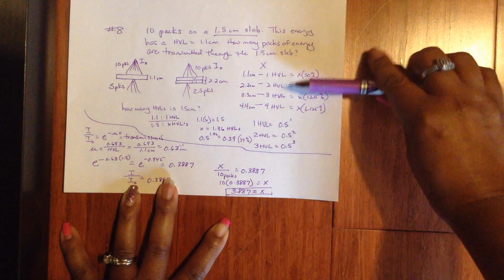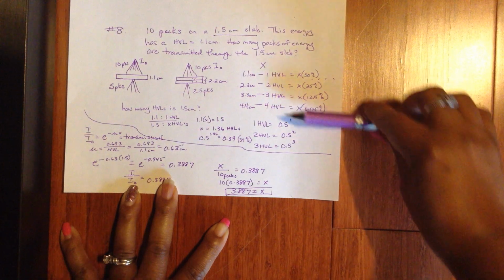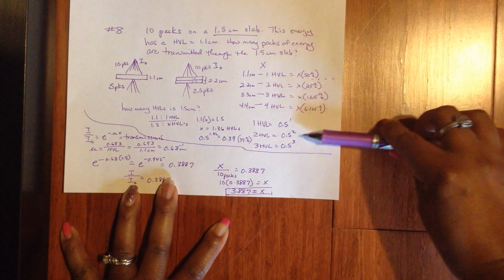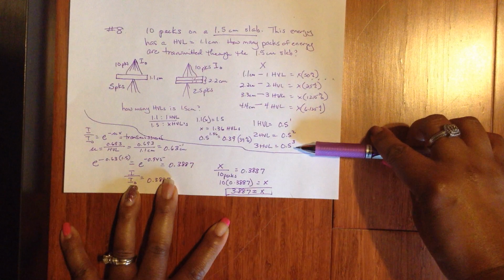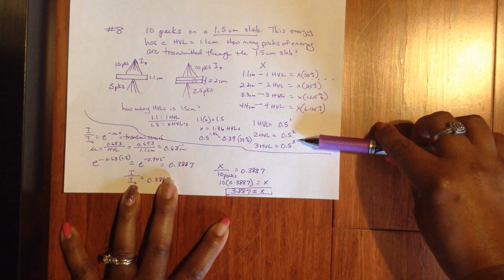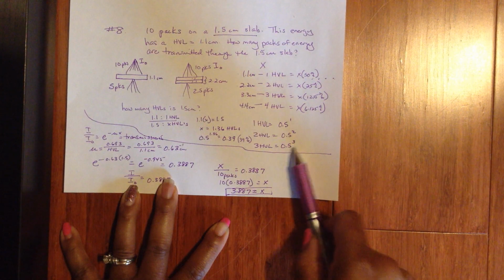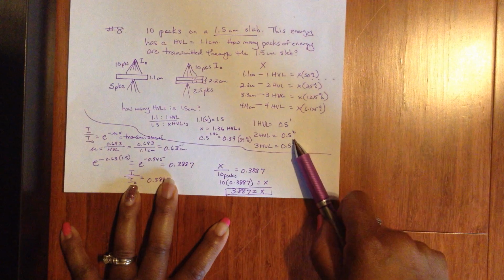Well, increasing half value layers is also like raising halves. So 1 half value layer would be like a half raised 1 time. 2 half value layers would be a half raised 2 times. 3 half value layers, a half raised 3 times, and so on and so forth. If you put this into your calculator, you'll notice that you'll get these percentages. Mathematically, that's what these mean.